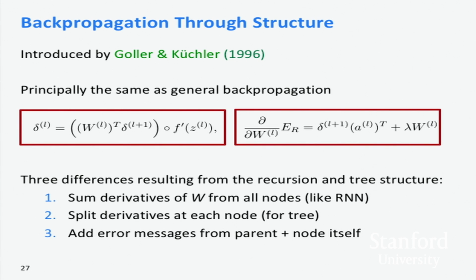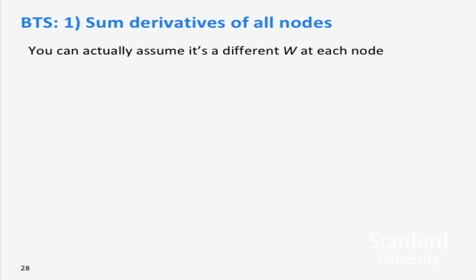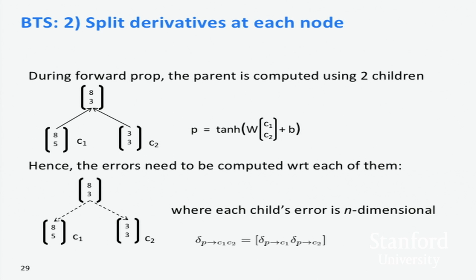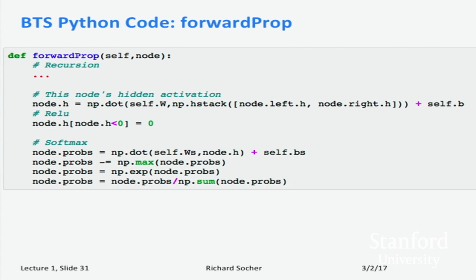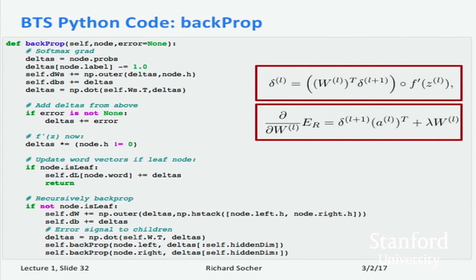In these slides, there are some slides that go through that in more detail: summing derivatives of the nodes, splitting the derivatives at each node, adding error messages. And actually, Richard last year wrote some Python code for doing backpropagation through structure. I thought I wouldn't try to explain all the details of that in class right now, but you can look at these slides on the website and chug through it in more detail. And I thought we could skip straight across to Kevin, who's going to be doing today's research highlight.